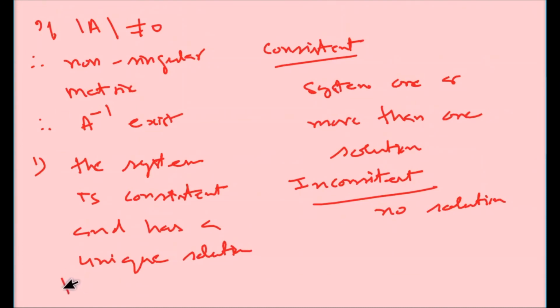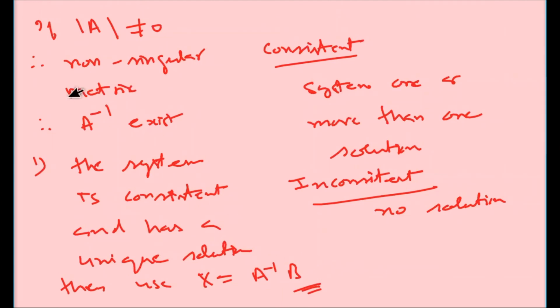Okay, then using X equal to A inverse B, we can solve the equation, and find out the value of x and y, or if it is a triple then x, y, z. So we can find the unique solution when determinant A is not 0.